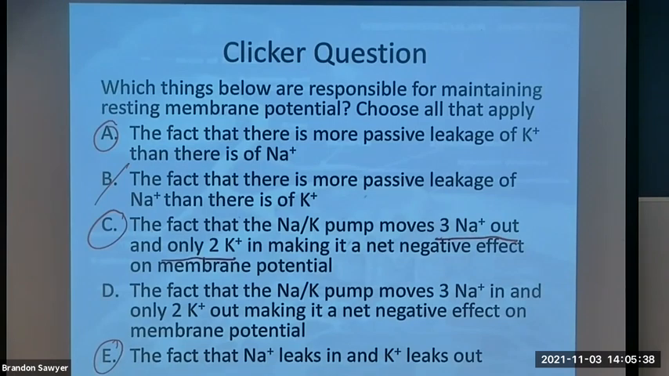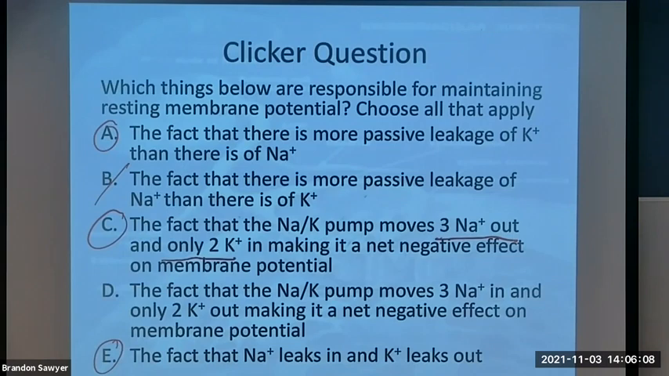Sodium leaks in or out? Oh, did I not read that right? Yeah, sodium leaks in and potassium leaks out. That's true. Because there's a lot of sodium on the outside, sodium's going to want to leak in. It's going to go with its diffusion gradient from high to low. Same thing with potassium. There's a lot of potassium on the inside, so it's going to go with its diffusion gradient and try to leak out. Okay. Other questions on that?